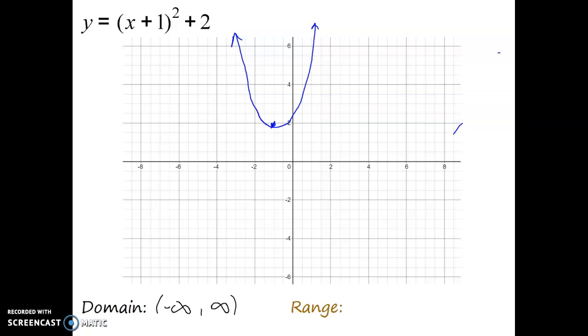Okay, so how about range? Range is all the possible y values. We look at range from bottom to top. So the lowest that this graph goes is right there at the vertex. And for range, I want the y value of the vertex. Well, how high did I move up? That's right here. I moved up 2 units. So my range is going to be 2 to positive infinity. And I can see that it's going to be a bracket on 2 because it does actually reach 2 right here.